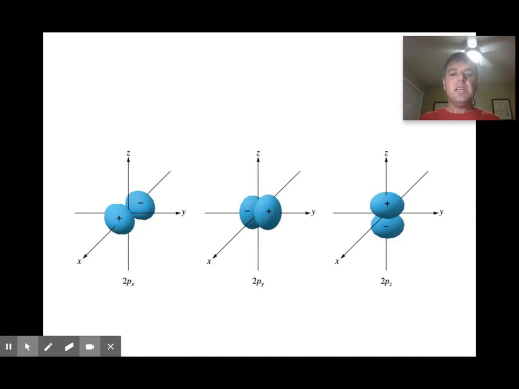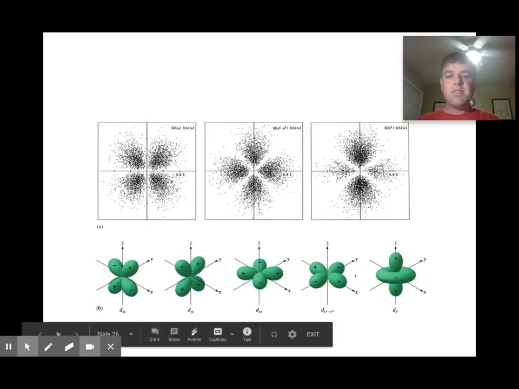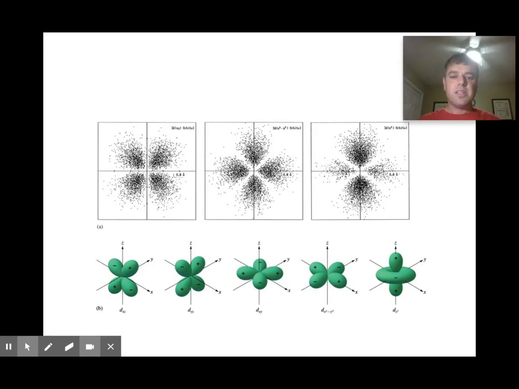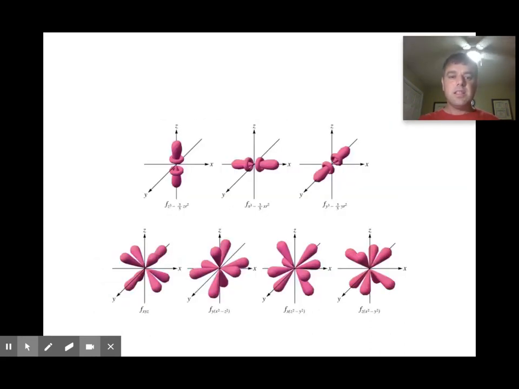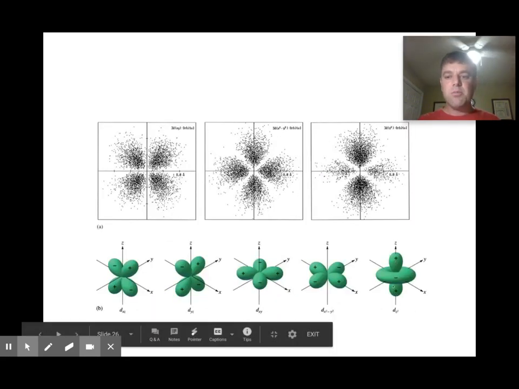This is what the p orbitals look like. There's three of them oriented on the x, the y, and the z axis around the nucleus. You do not need to memorize these shapes. For the d's, there are five different d orbitals, and each of these orbitals can actually hold two electrons. And then these are the f orbitals. They look really bizarre. I kind of like this one right here. It looks like two balloons with a donut in the middle.